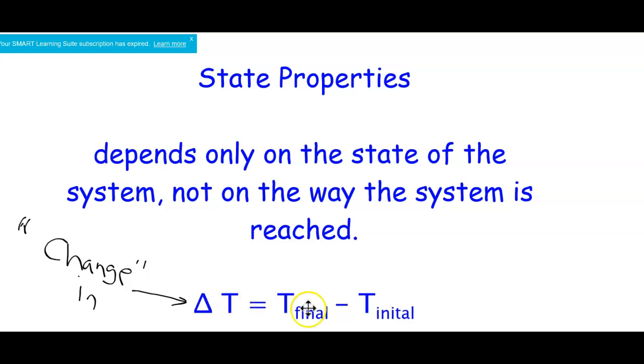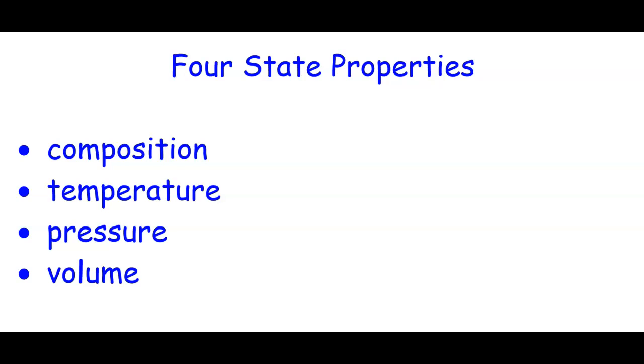So delta T equals T final minus T initial. For the purpose of this course, when you see a triangle something, that means you take whatever that is, in this case temperature final minus temperature initial. Temperature final is the ending temperature, and temperature initial is what the temperature was when the reaction began. So it's the temperature of the reaction at the end versus at the beginning. Final is the end, initial is the beginning, or the start. This here, change in, is to remind you that that's what the delta means. Okay, so there are the 4 state properties: composition, what it's made of, temperature, pressure, and volume.